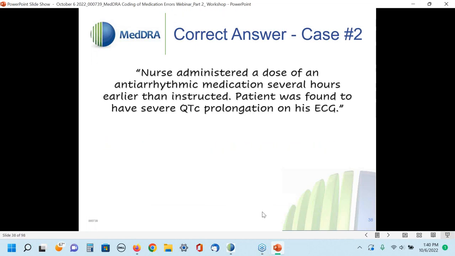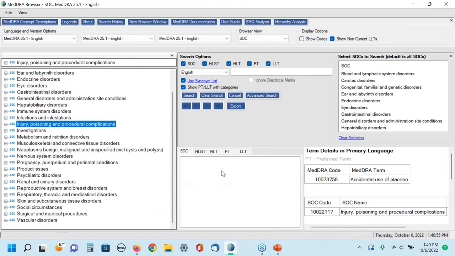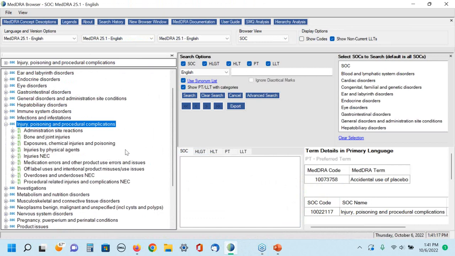And so with that being the case, I'm going to go into the browser again and start thinking about where I want to go for those two concepts. First, the idea that this drug was administered earlier than it should have been. So I'm going to go into, again, injury, poisoning, and procedural complications. We always go in there if we think this might be a medication error related concept. Having gone in there, we see that the HLGT still looms large, medication errors, but also that it says and other product use errors and issues. So there are going to be terms under this HLGT that we don't know to be errors. They could be product use issues. And in fact, that is why we're going to start here.